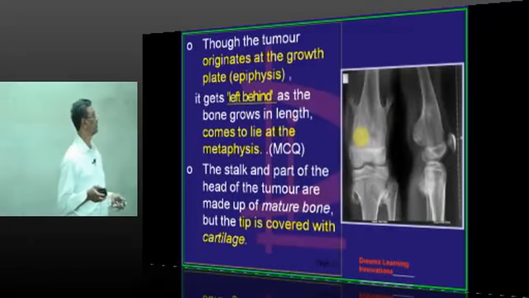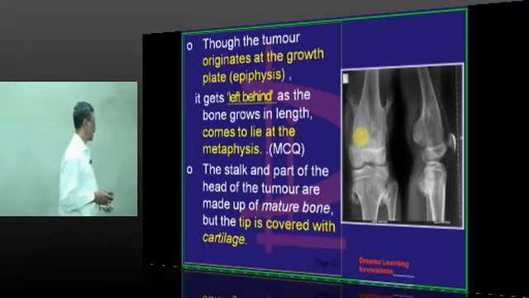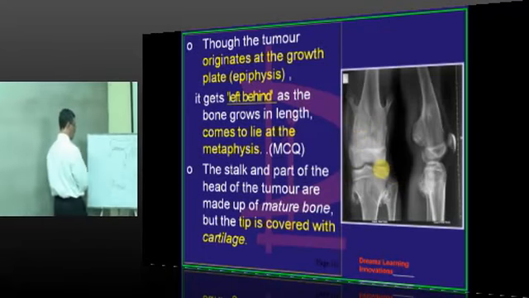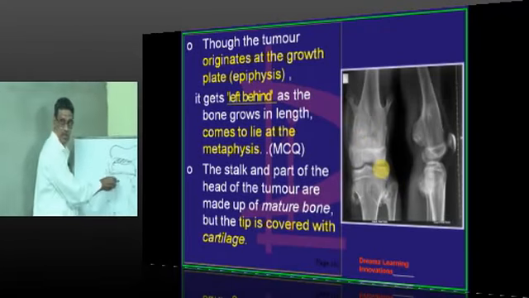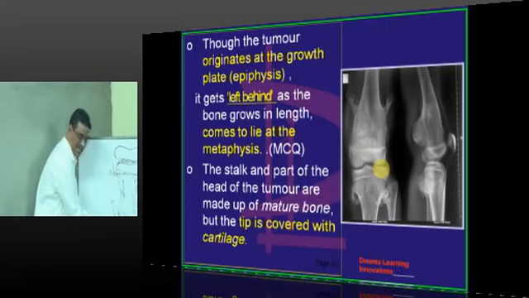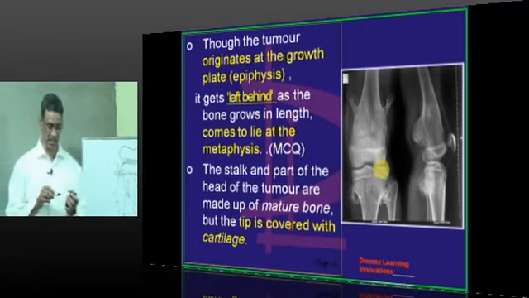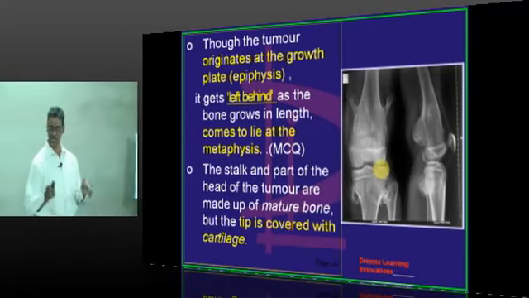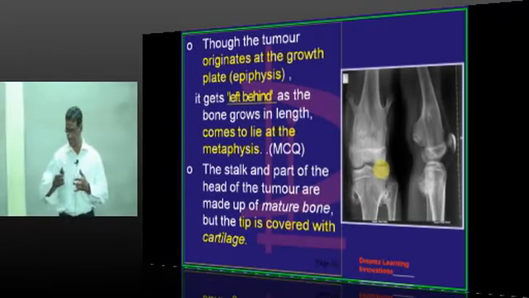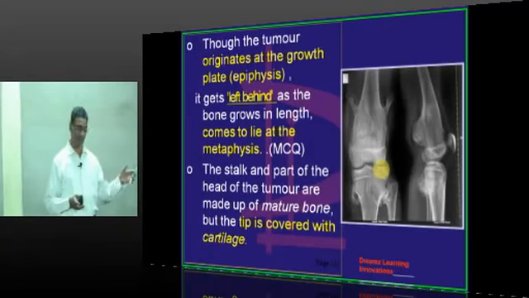Though the tumor originates at the growth plate, it gets left behind, because when it started, it was on par with the original bone. But the original bone keeps growing like this, so it has been left behind. It has not kept up with the speed of the original bone. Though it started in the metaphyseal area, it is not growing along with the bone because it is a separate one. It has been left behind.